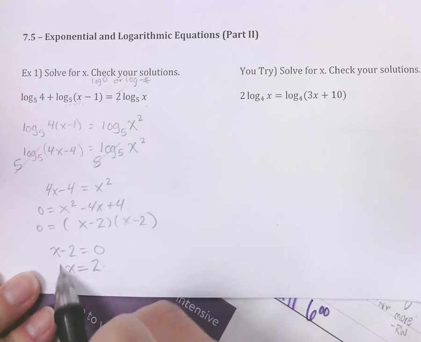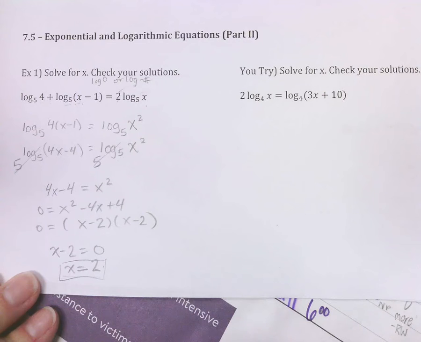We don't get that for this one, so that means we're good. But otherwise, you might get extraneous solutions if you plug it back in and it gives you a negative or 0. Then that's bad. You would cancel those out.